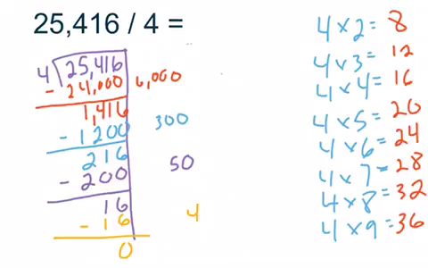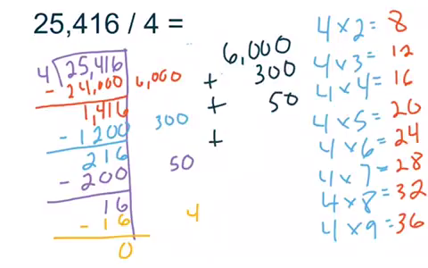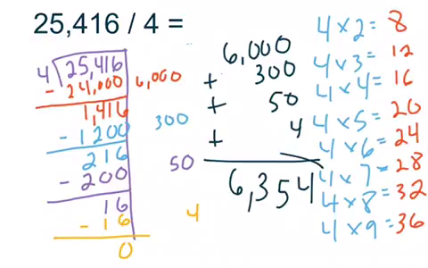My last step in this process is to say, okay, I have all of these partial quotients. In order to determine what my final quotient is, I simply need to add them together. We have to remember again when we're adding that we have to line up based on place value. So I have 6,000 plus 300 plus 50 plus 4. If I add together the digits in my ones place, I'm left with 4. In my tens place, 5. My hundreds place, 3. My thousands place, 6. My final quotient is 6,354.